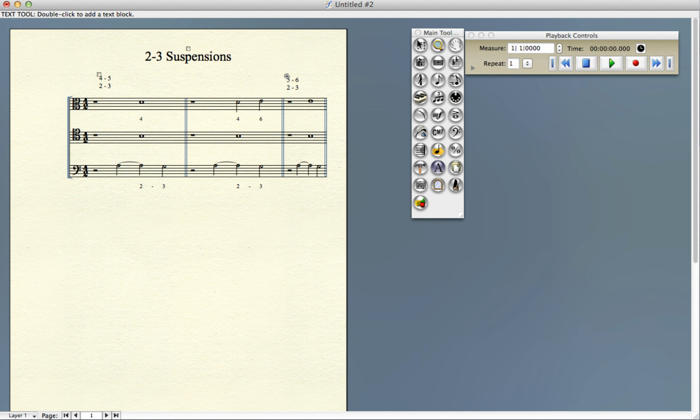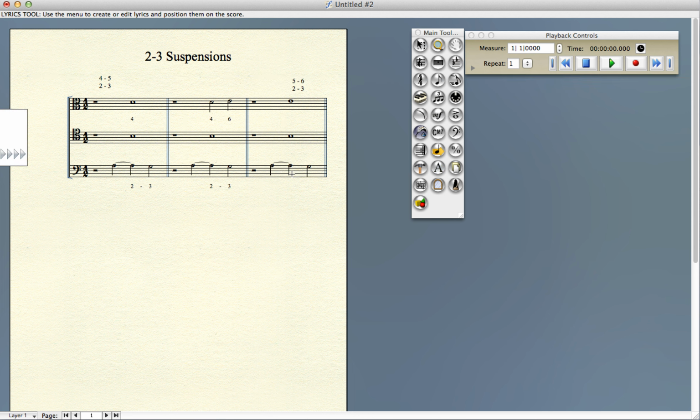And let me move this. This is what it ends up being when we put the intervals here. This is still our 2-3 suspension. Right, it forms a second here, but then when that resolves down, it forms a third. But then notice from here to here is actually a fifth, that when this resolves becomes a sixth. So let's listen to this one.